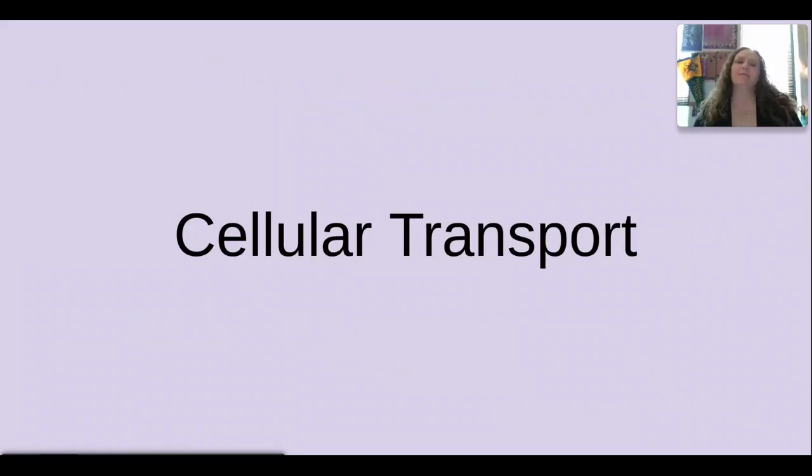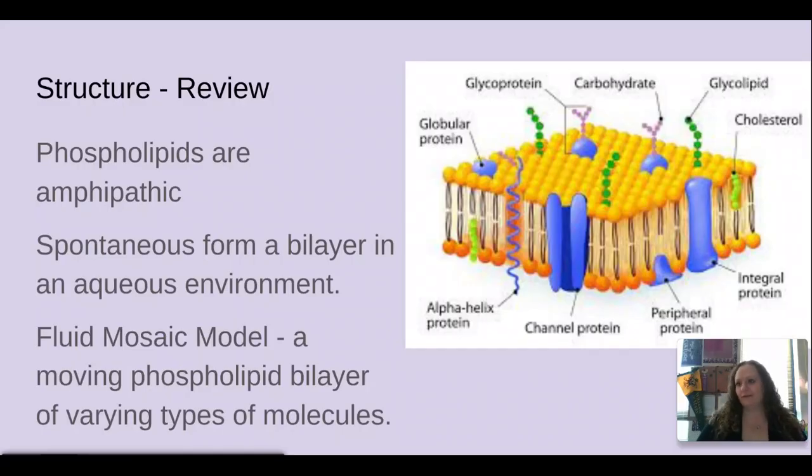Today we're going to be talking about cellular transport, how materials pass from one side of the cellular membrane to the other, either moving into the cell or out. As a quick review, the plasma membrane is made up of phospholipids that are amphipathic. Essentially, that just means that they are hydrophobic on one end and hydrophilic on the other. As a result, they're going to form this bilayer whenever they're in an aqueous environment.